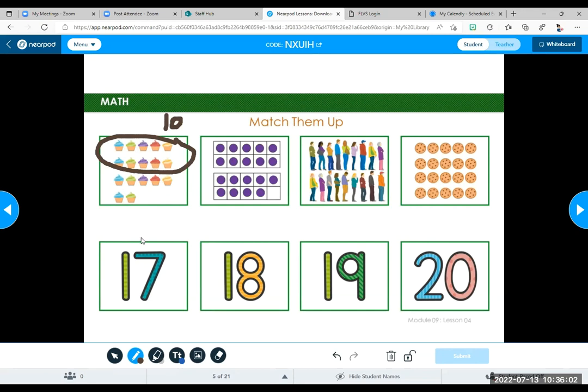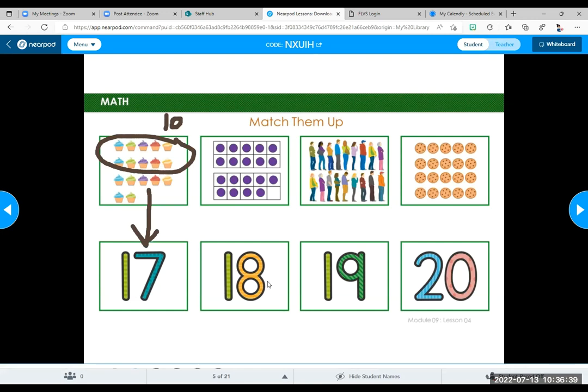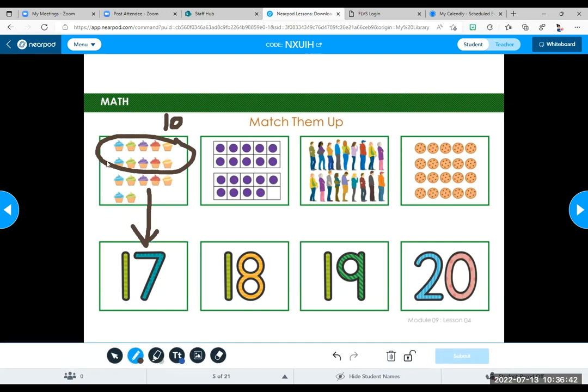Okay. Which number? ¿Cuál número? 17. Este o este? Which one? Which one says 17? Do you hear, escuche, 17? Do you see 17? 7, okay. Do you see a 7? ¿Ves 7? Which one? Primero, segundo. Sí, very good. So we're going to draw a line to match. 17. Okay, 10 plus 7 more.